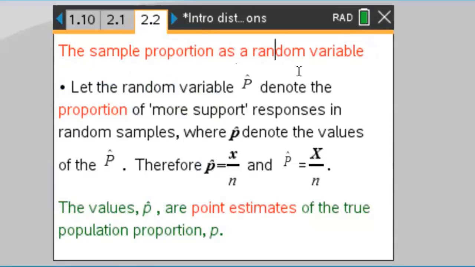So the actual count, the actual proportion in a single sample is lowercase p hat. The random variable is capital P hat. And I think that's a subtle distinction that students need to get their head around. And each value of lowercase p hat is a point estimate of the true population proportion.